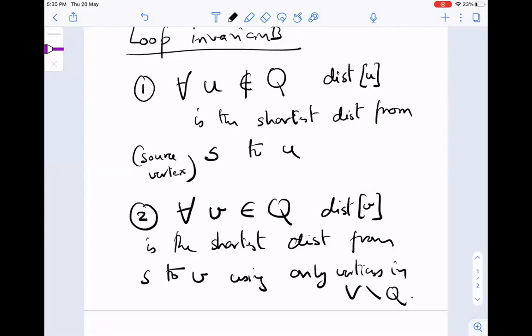Now, can somebody try to prove it? Swarnalipa, do you have any idea how to prove this one? Prove the loop invariants? So how do you prove it?